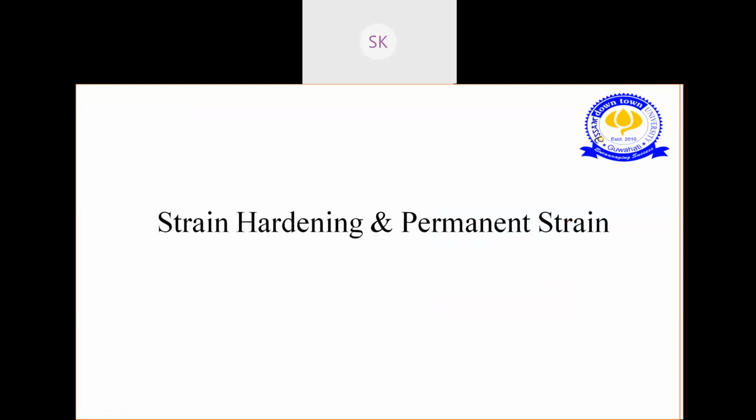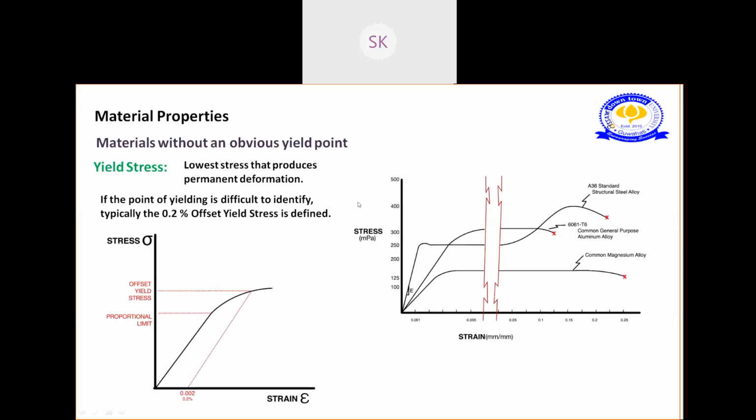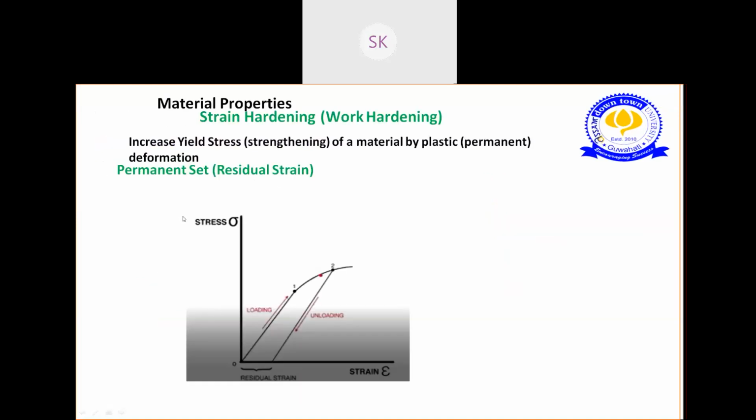So let's move to the part on strain hardening and permanent strain. We discussed that the 0.2% offset yield stress will be your yield stress. Now let's move to strain hardening, which is also called work hardening. It is nothing but an increase.